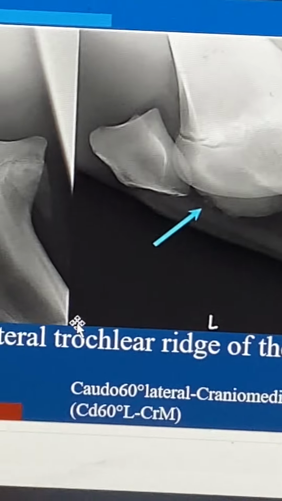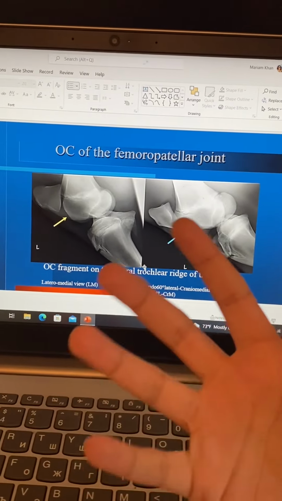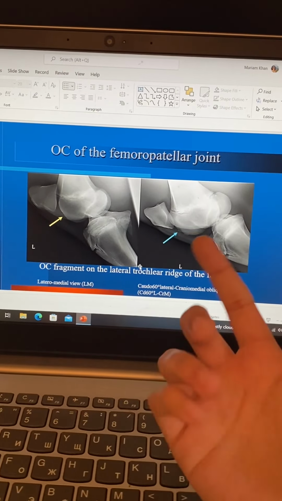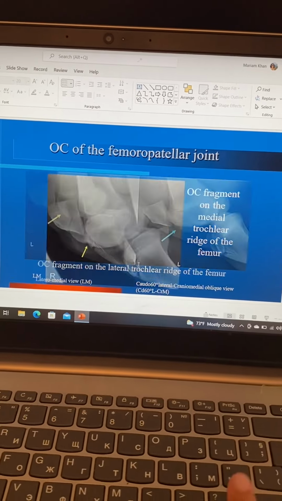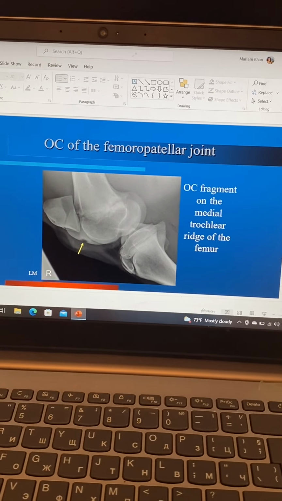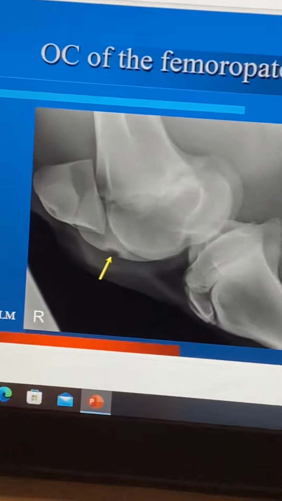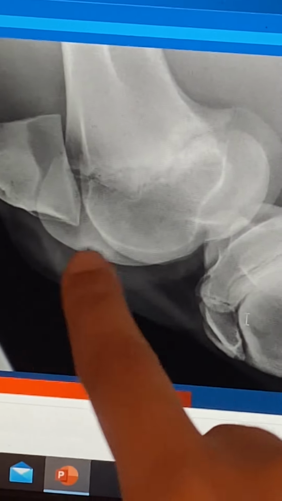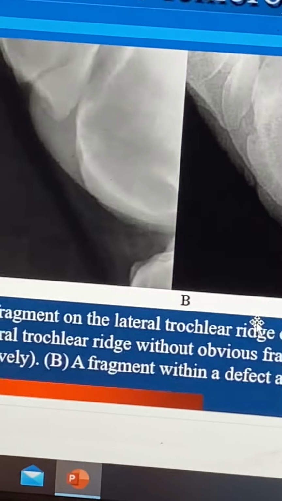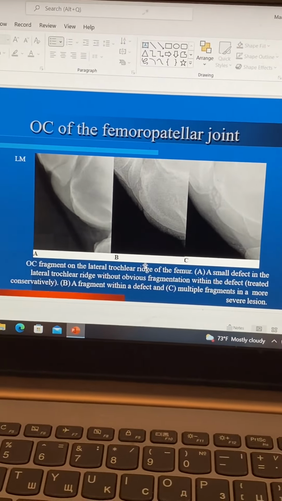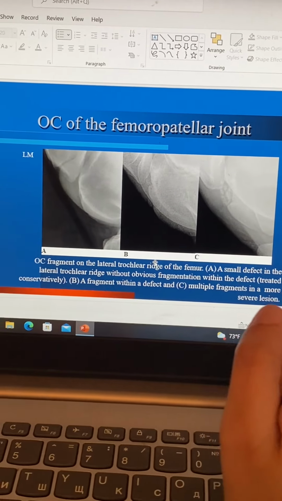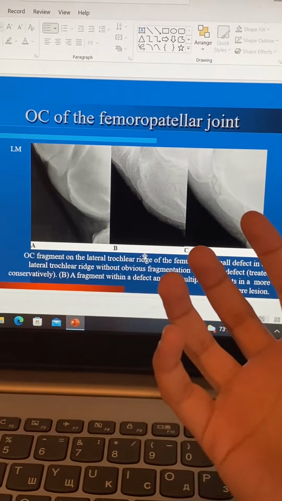It's really hard to see, but if you already suspect it by seeing the swelling, you have to look at these specific sites that I mentioned in the first slide, and it also shows an osteochondritis fragment on the medial trochlear ridge of the femur. And yeah, it just keeps showing fragments, really. So this is the femoropatellar joint. So why was there swelling?